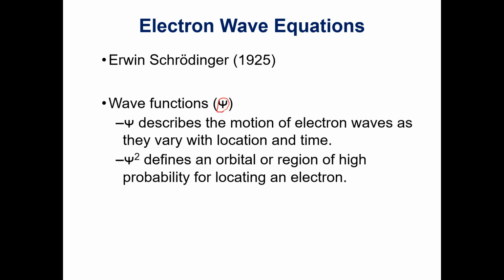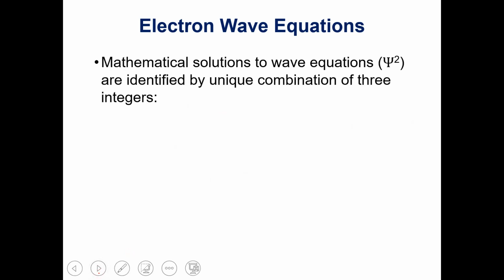That kind of looks like a pitchfork. The wave function squared defines an orbital, or a region of high probability for locating an electron. This orbital, or region of high probability, is what we actually care about. So these wave equations give us a mathematical solution that we can use to describe the orbital, or the region of high probability of finding an electron.